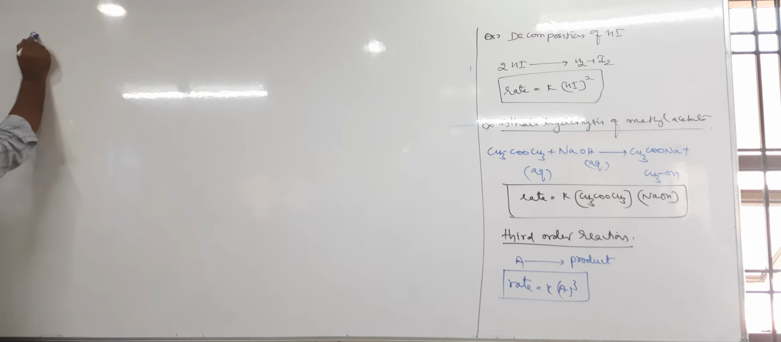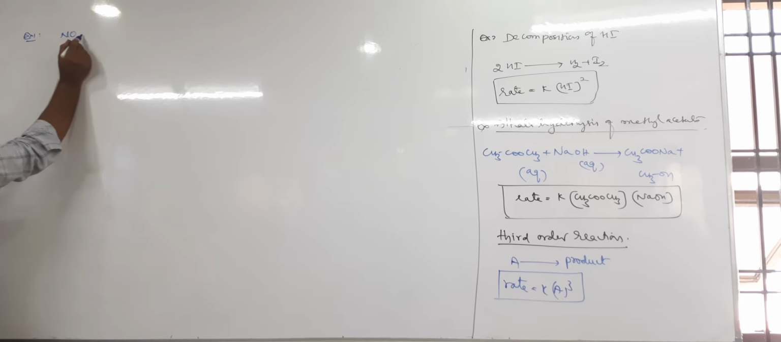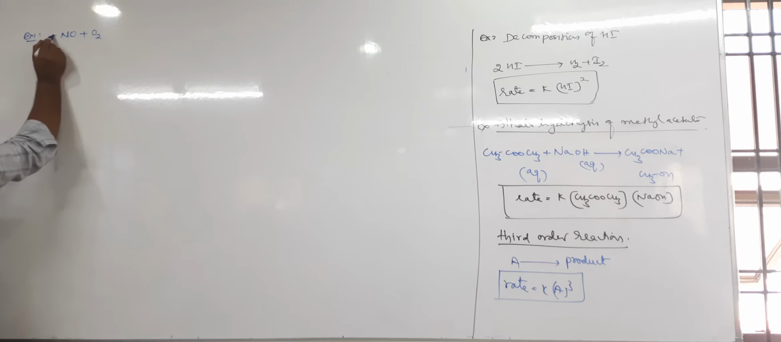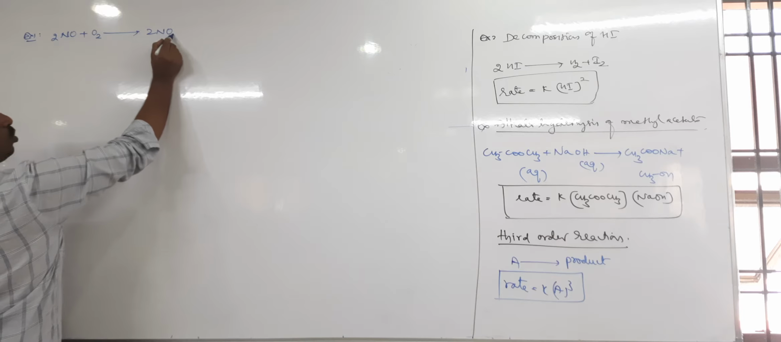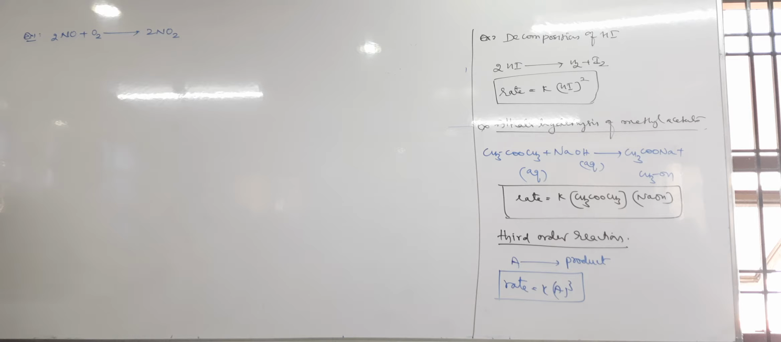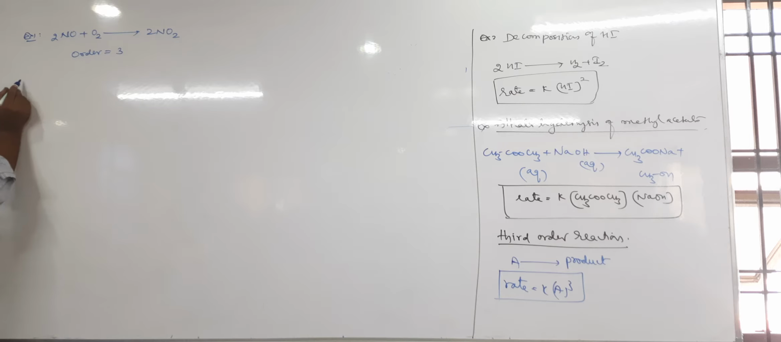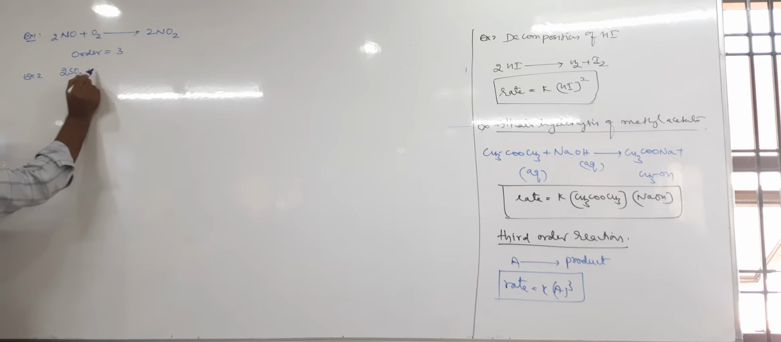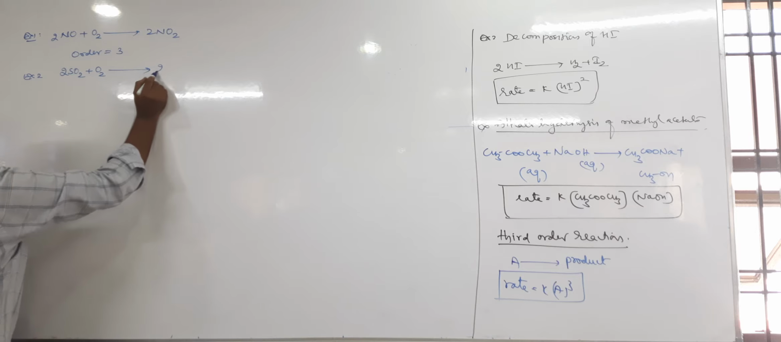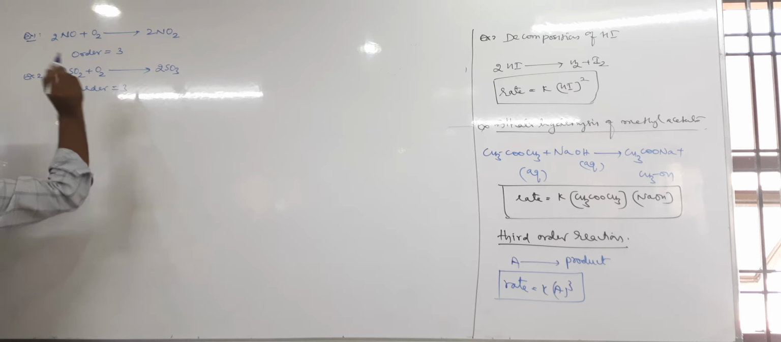Let's see an example. 2NO plus O2 gives rise to 2NO2. Tell me, order is 3. One more: 2SO2 plus O2 gives rise to 2SO3. So in this reaction also the order is 3.